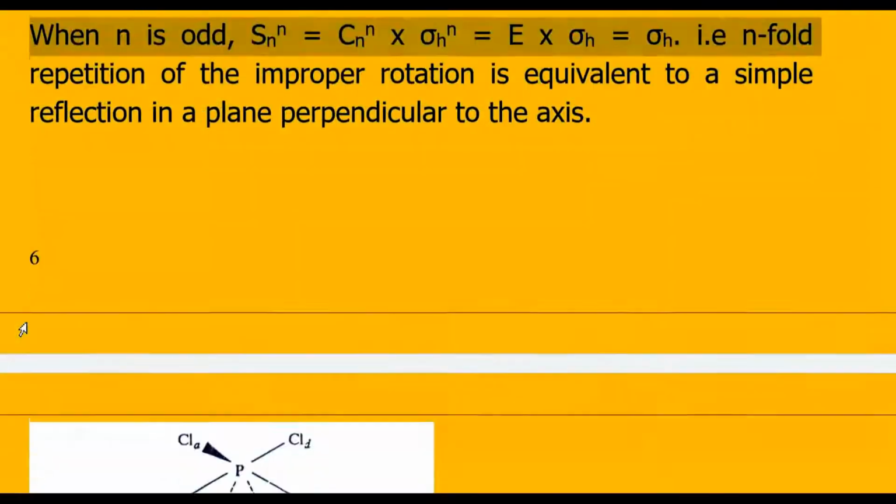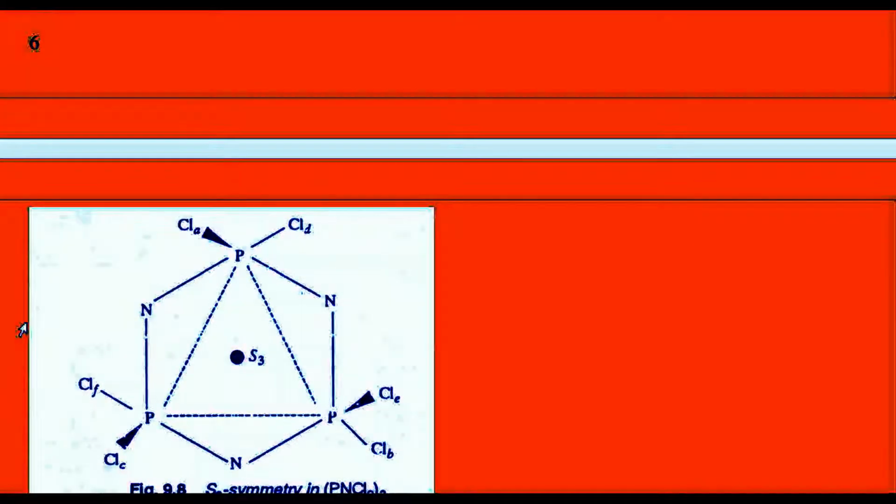So that was something about the important features of rotation reflection. Now in order to understand this improper rotation or rotation reflection, I am going to give you an example of an inorganic polymer. This is a phosphazine polymer. This is a trimer of dichlorophosphazine, that is PNCl2, and the shape of this molecule is hexagonal.